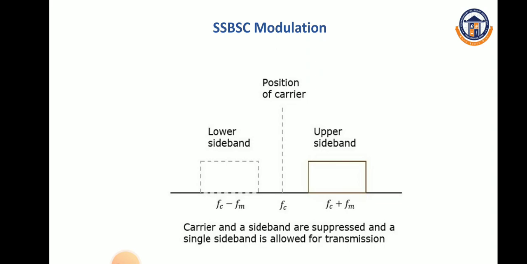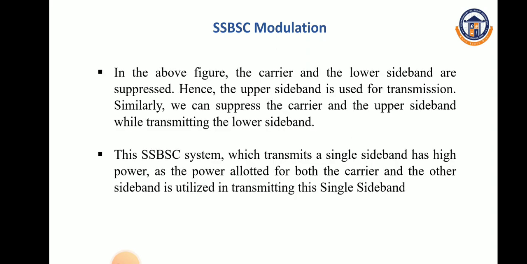So that is SSB-SC modulation, single sideband suppressed carrier modulation. Here the carrier is suppressed and one sideband is suppressed, and only one sideband will be sent. As in the above figure, the carrier and the lower sideband are suppressed, hence the upper sideband is used for transmission. Similarly, we can suppress the carrier and the upper sideband while transmitting the lower sideband. This SSB-SC system, which transmits a single sideband, has higher power, as the power allotted for both the carrier and the other sideband is utilized in transmitting this single sideband.